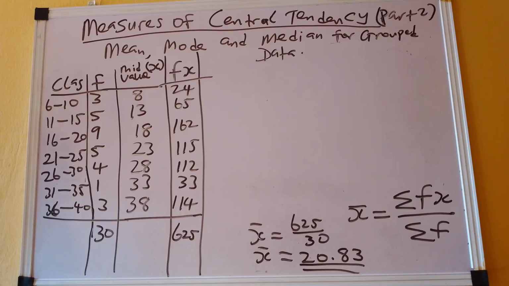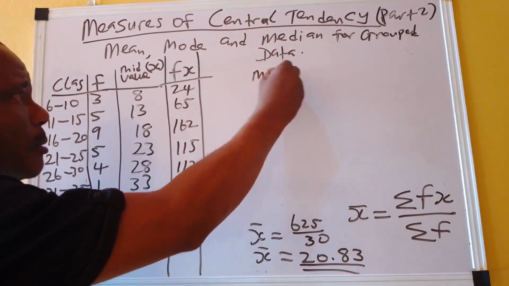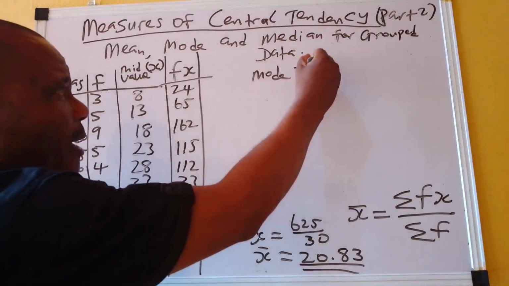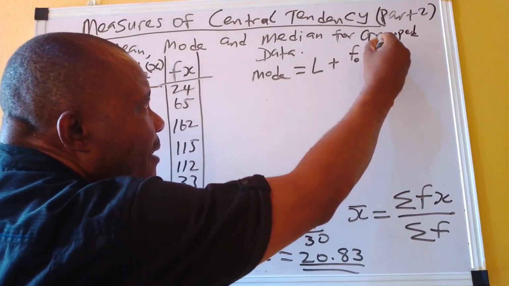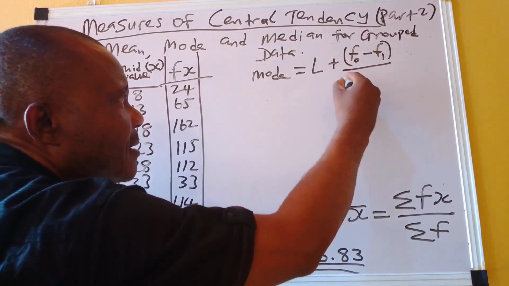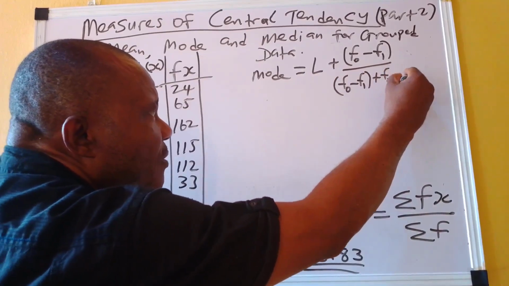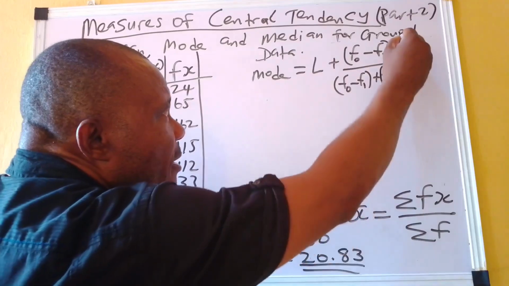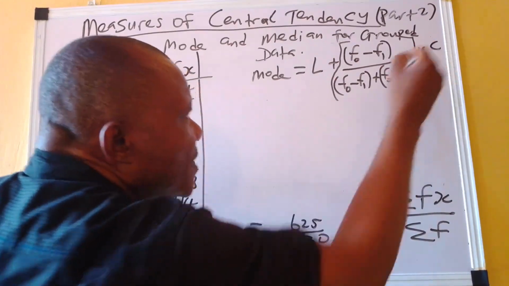Now, for us to calculate the mode, it has a formula, and the formula for the mode is given as mode is equal to L plus F0 minus F1 all over F0 minus F1 plus F0 minus F2. Then you put a bigger bracket times C.